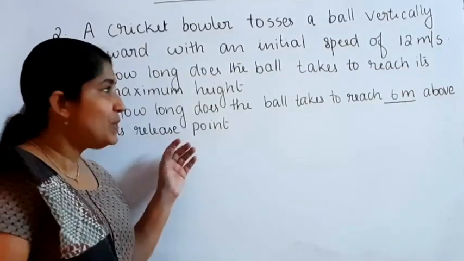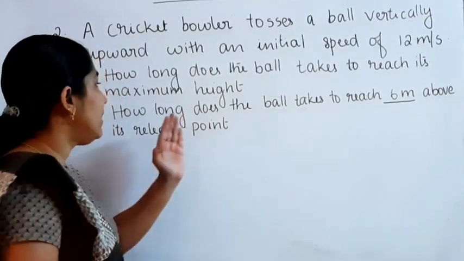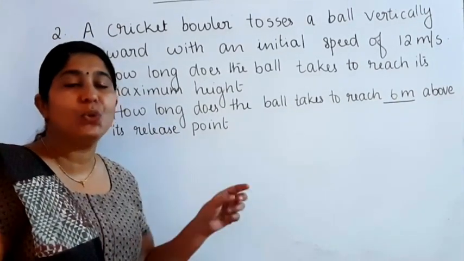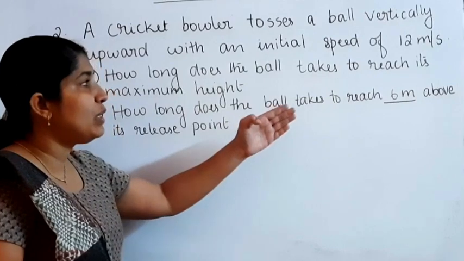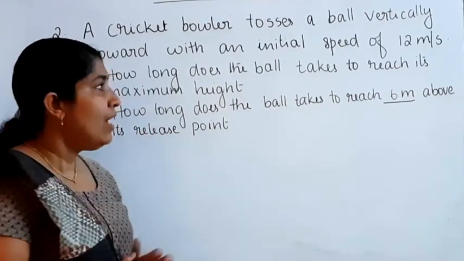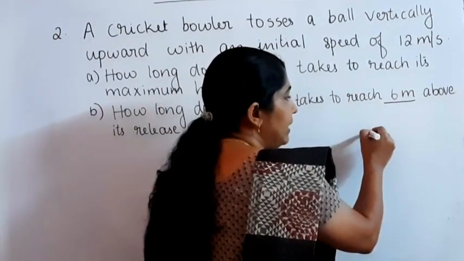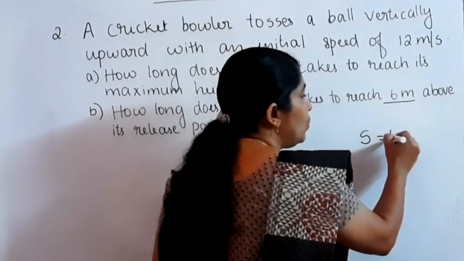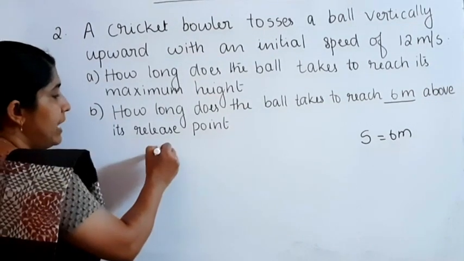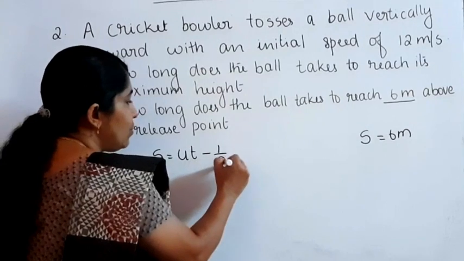Here our second question is, how long does the ball take to reach 6 meter above the release point? We want to find out the time taken to reach the height h equal to 6 meter above the release point. The displacement of the body, or height, is given, S equal to 6 meter. So we can use the equation S is equal to ut minus half gt square.